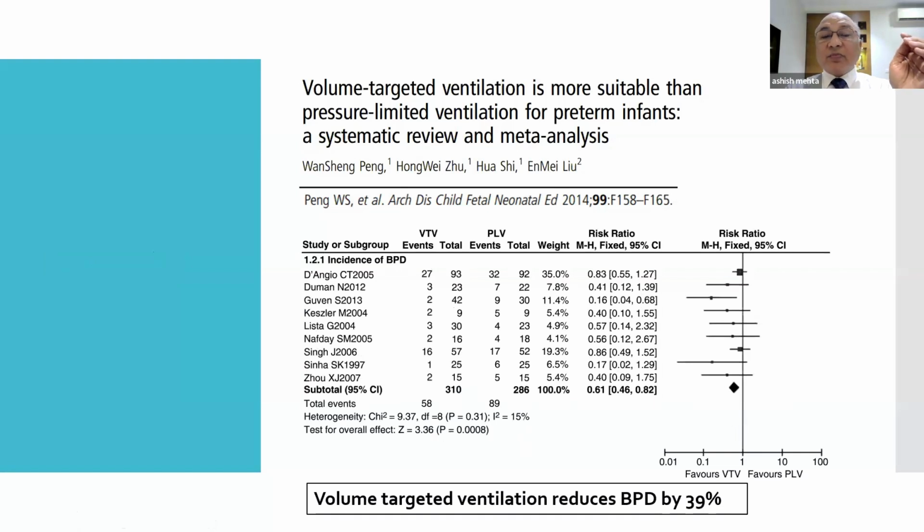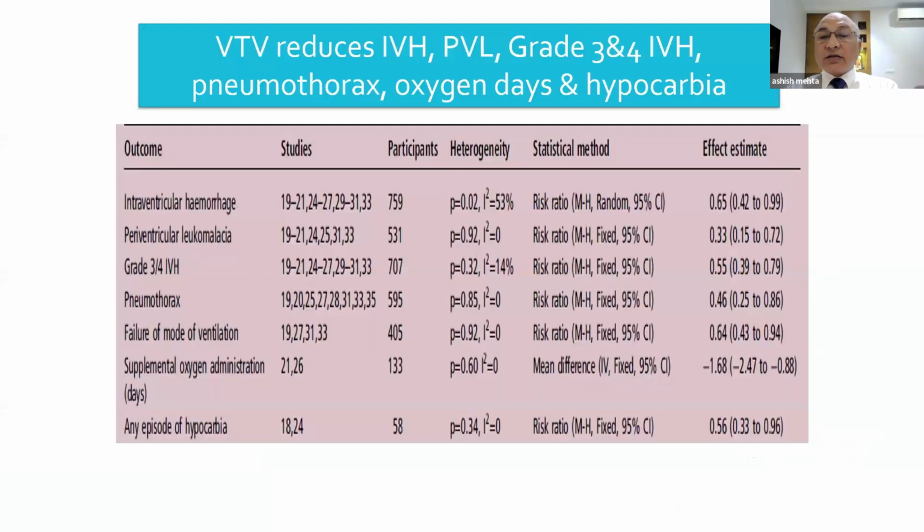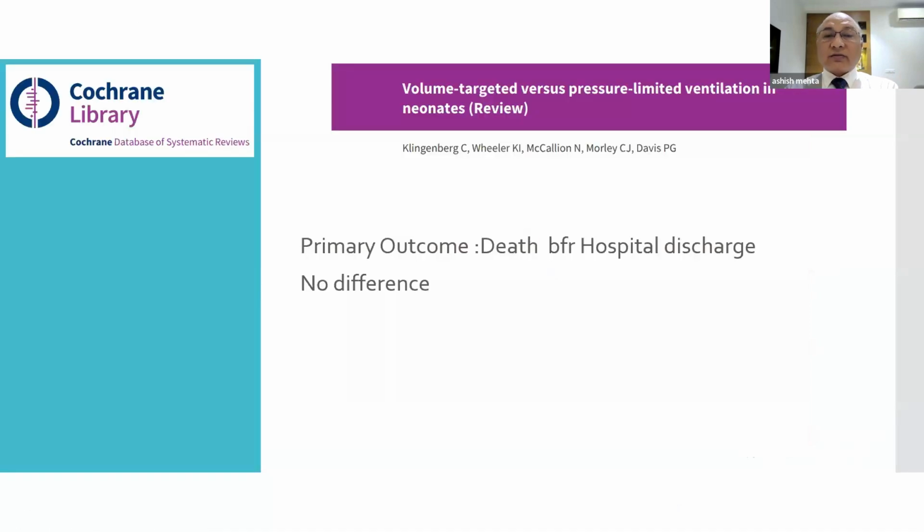It decreases BPD by 39%, a big number. So volume ventilation is proven to be helpful as far as BPD and survival are concerned. When you talk about other outcomes, you can see here, it reduces IVH, PVL, grade 3 and grade 4 IVH, pneumothorax, oxygen days, and hypocarbia. Everything will improve with volume targeted ventilation.